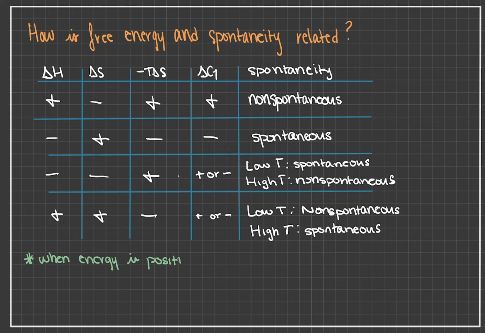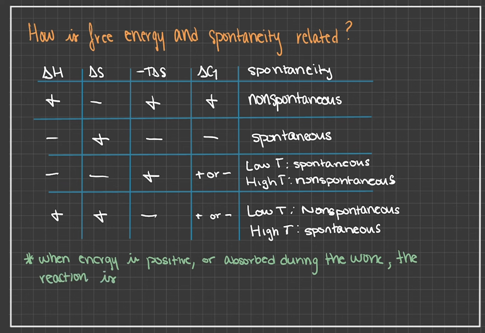So when our temperature is low, it's going to be spontaneous. This results in a negative Gibbs free energy. When we have a high temperature, this actually results in a positive Gibbs free energy, so that means our reaction is going to be non-spontaneous.